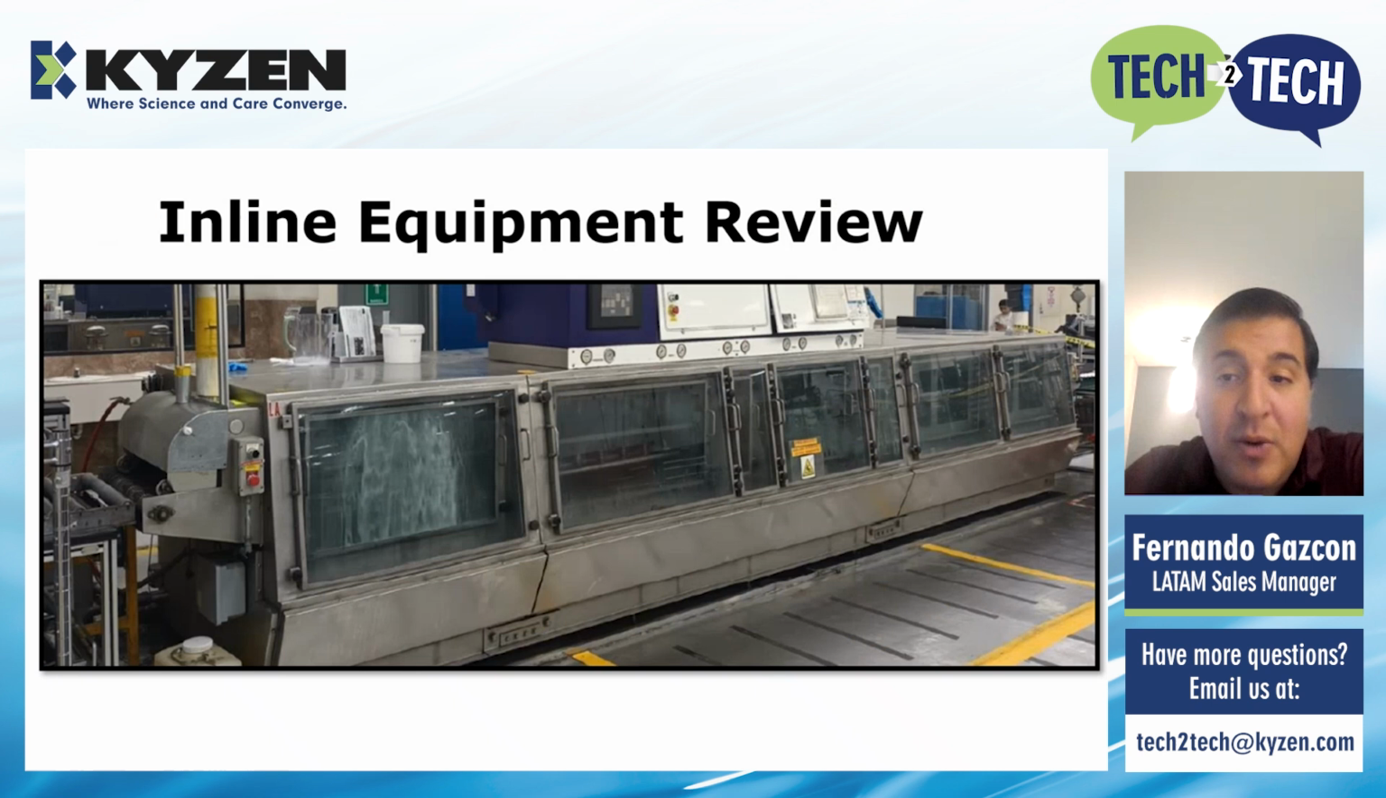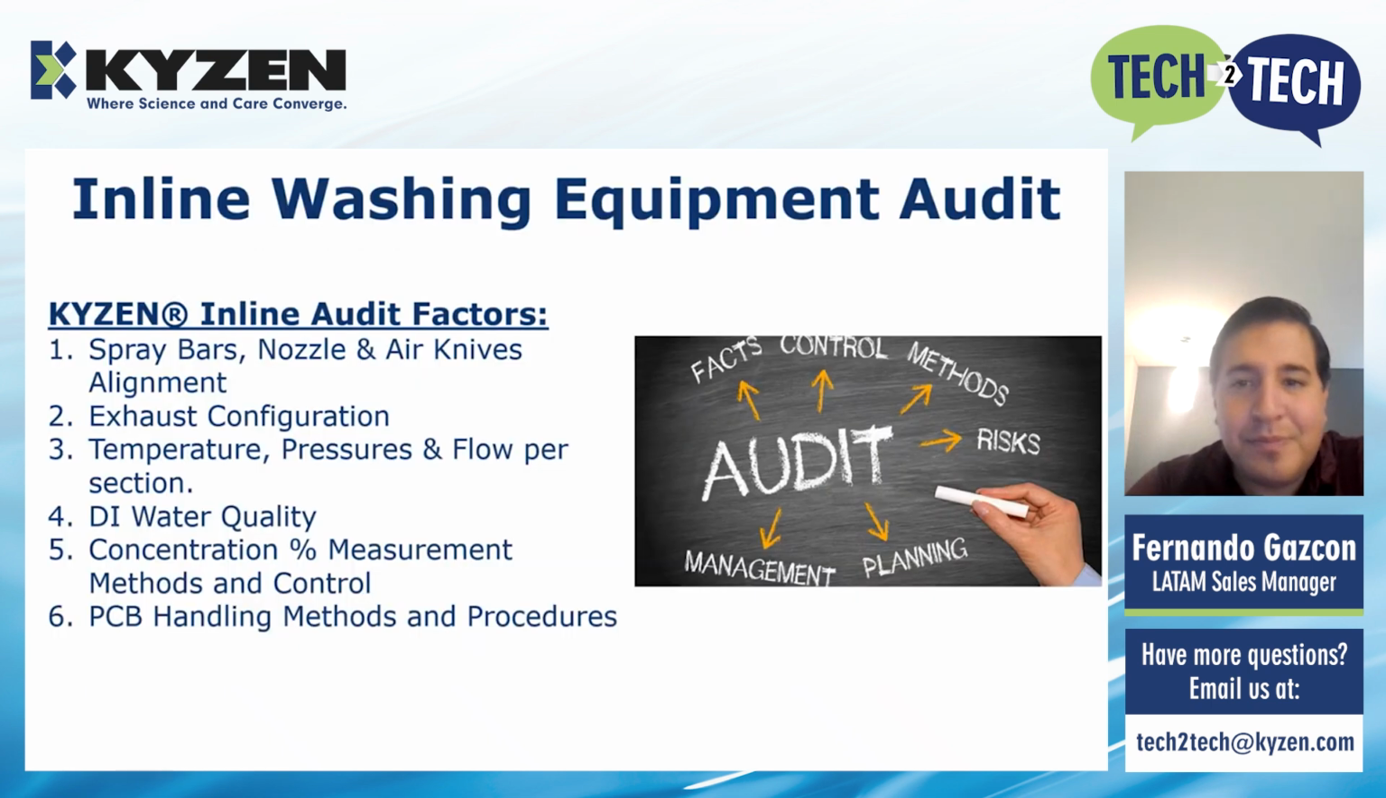As a starting point, it was important to review the state of their inline cleaner. In this case, they have a conveyorized spray-in-air inline washer with pre-wash, wash, rinse, and final rinse sections, followed by a hot recirculated air drying stage. KYZEN is familiar with and works together with all the main inline equipment brands out there in the market, so we were able to review their process together with the CM in detail.